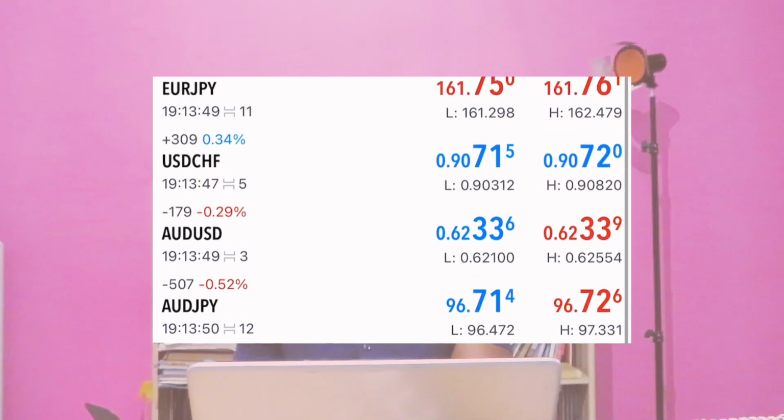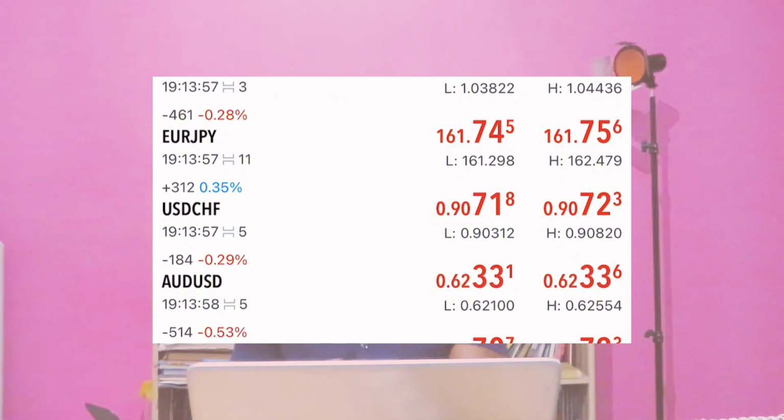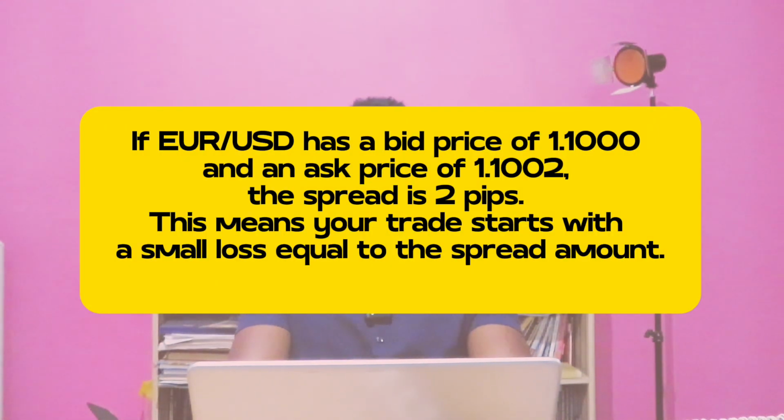So the reason why Euro USD is very low is because it has high liquidity. People trade it a lot. It's very popular, and it's also a major currency pair. So that's that on spread. So for example, if Euro USD bid price is 1.1000 and the ask price is 1.1002, what is the spread here? The spread is just 2 pips because they will be quoted side by side like that.